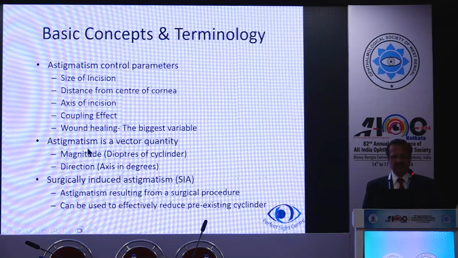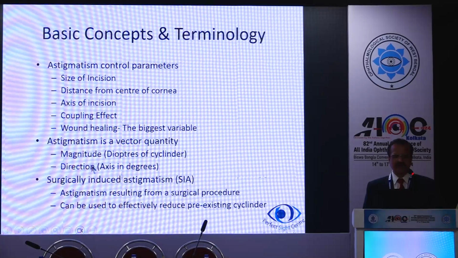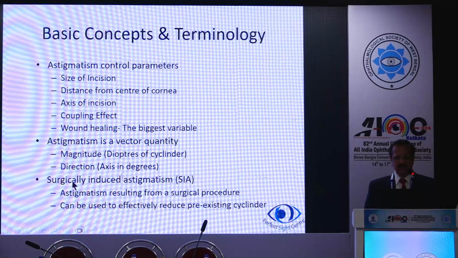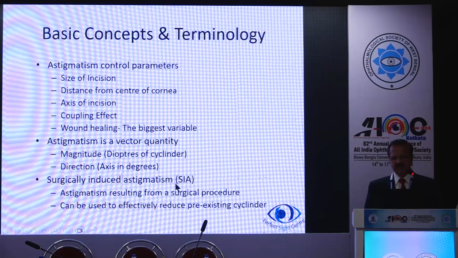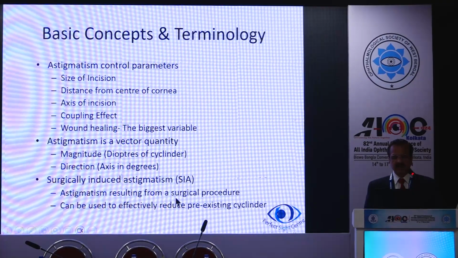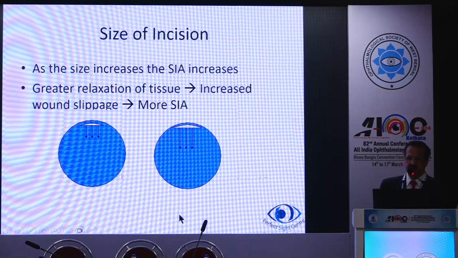So please note, astigmatism is a vector quantity. That is, it has both a magnitude and a direction. Magnitude is measured in diopters of cylinder, and direction is measured in terms of axis in degrees. Surgically induced astigmatism, with the commonly used abbreviation SIA, is the astigmatism resulting from a surgical procedure and can be used to effectively reduce pre-existing cylinder.